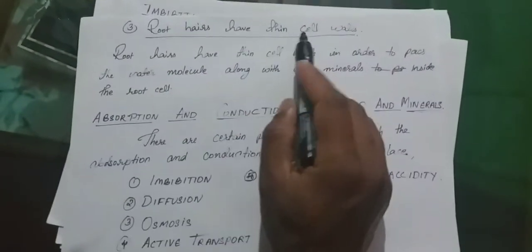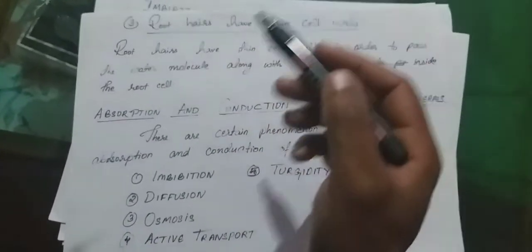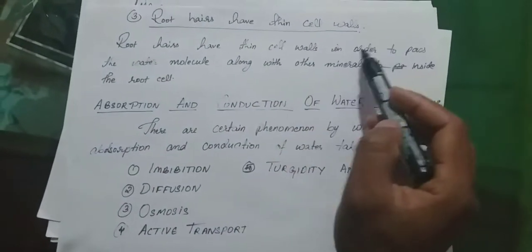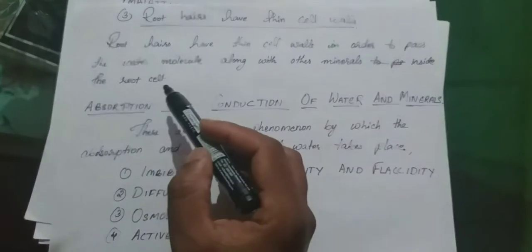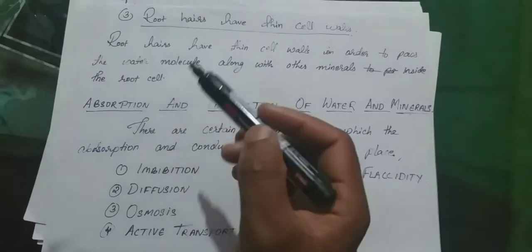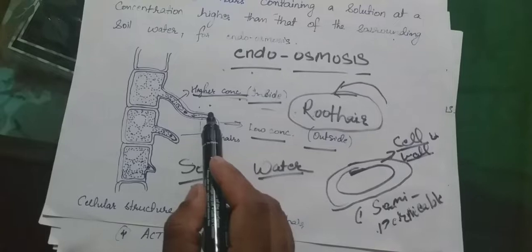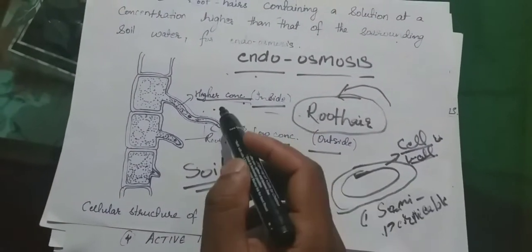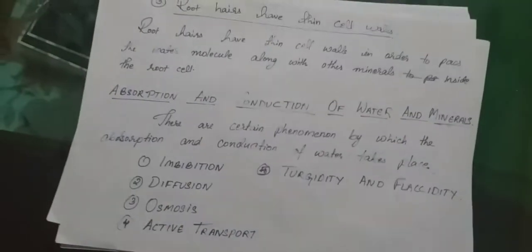Now, root hairs have thin cell walls. The third characteristic of the root hair for absorption of water is that root hairs have thin cell walls in order to pass the water molecules along with other minerals inside the root cell. I already told you that the root hair also contains a cell wall. This cell wall is very thin. Why? In order to let water pass, not only water, along with other minerals, inside the root cell.